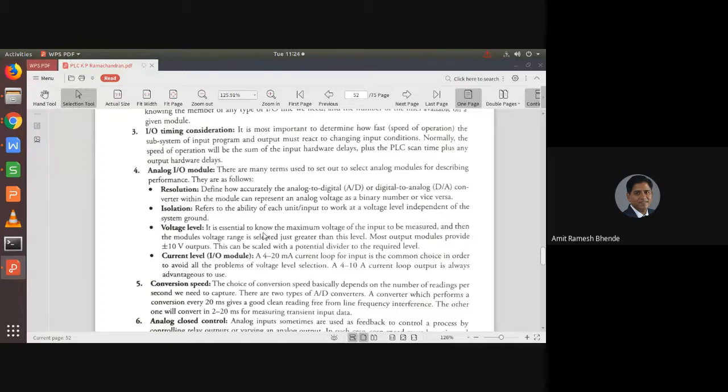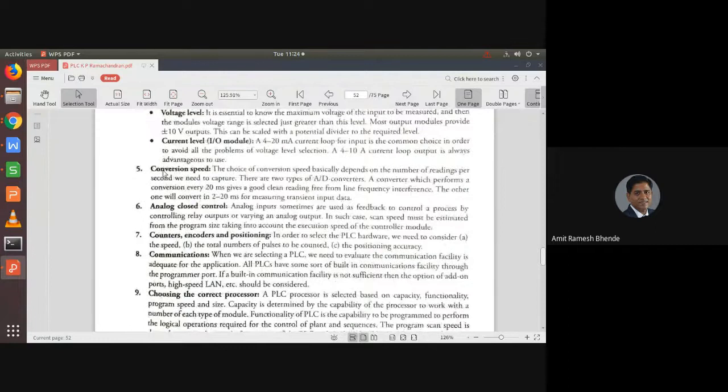Similarly, like voltage level, you also have to handle the current levels. So what is the maximum current level of the input device or the output device, and accordingly this information helps us in selecting the appropriate PLC for your application. So the voltage levels of the input devices, the current level of the input devices, the voltage levels of the output devices, the current level of the output devices, all these will contribute in selecting the appropriate PLC for your application.